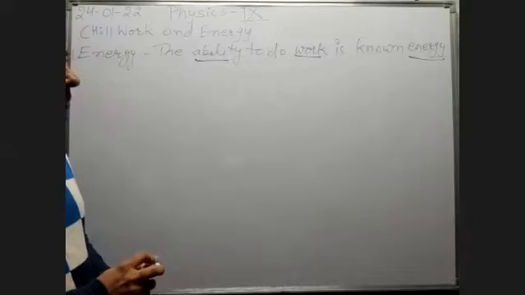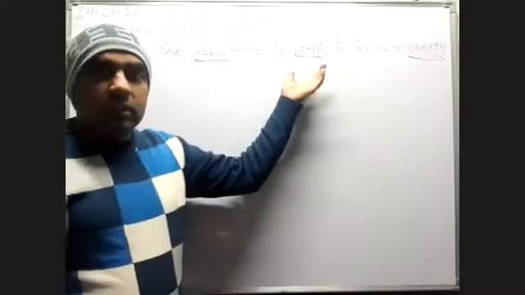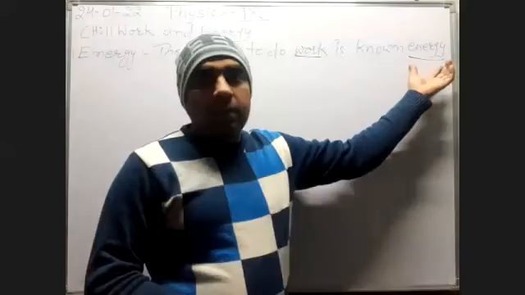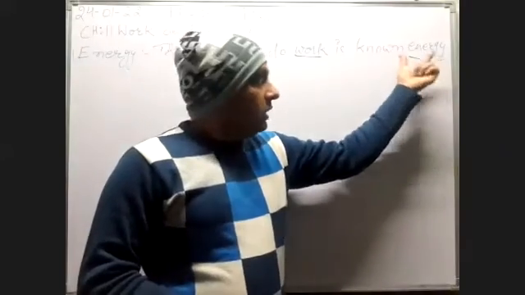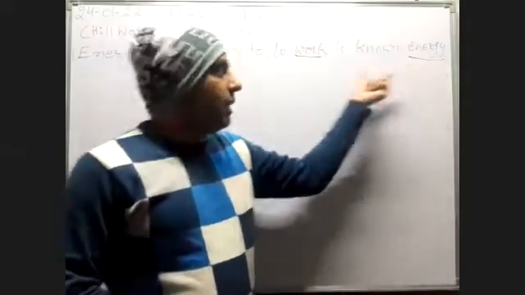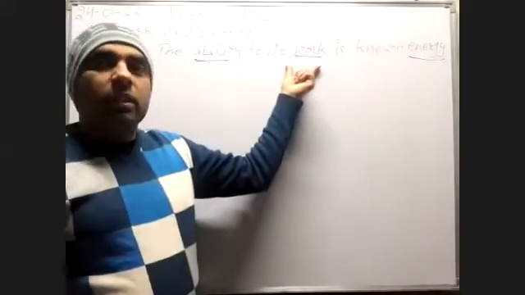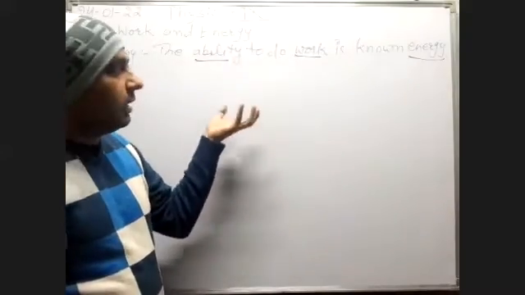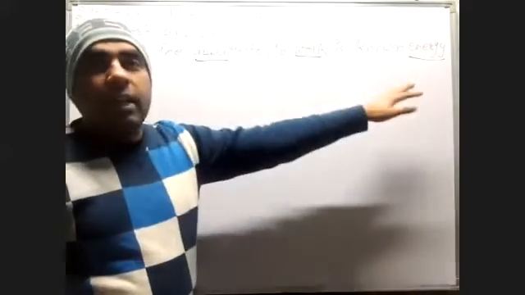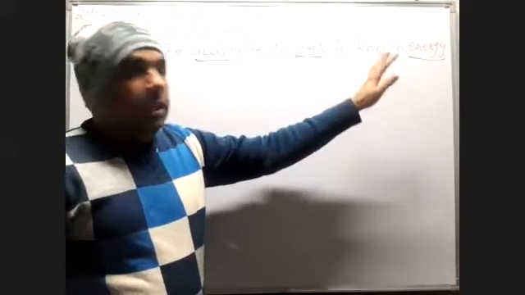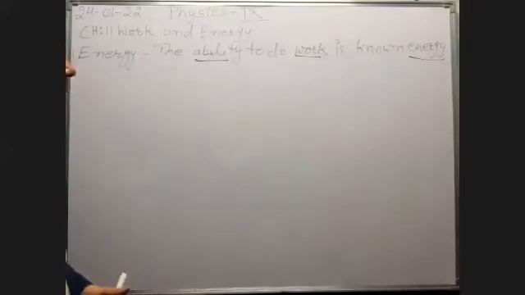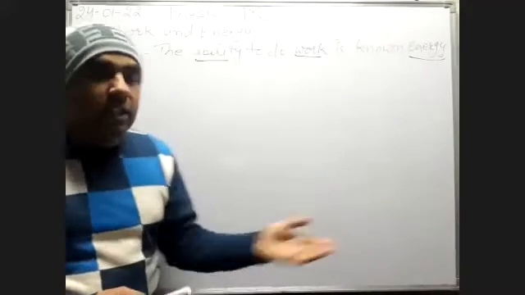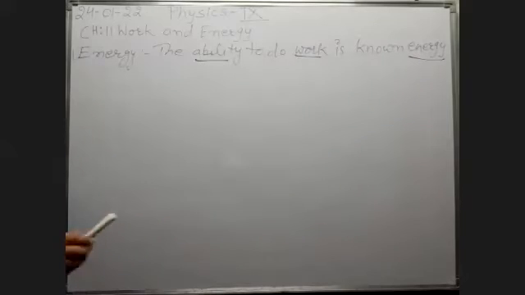We can do work according to the amount of energy we are having. Okay, so the more energy we have, the more work we will be able to do. This ability, this capacity of doing work, is what we call energy. So ability to do work is known as energy, or capacity of doing work is known as energy. So this is the definition of energy.